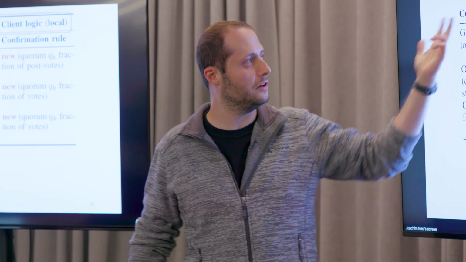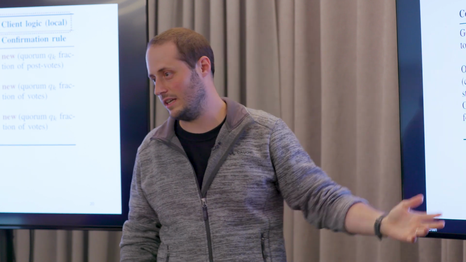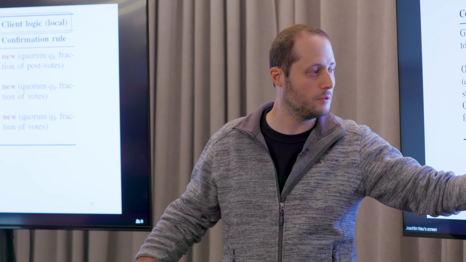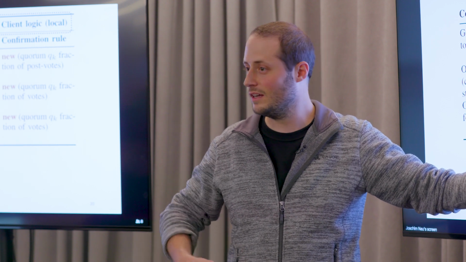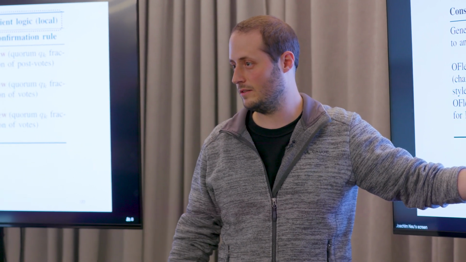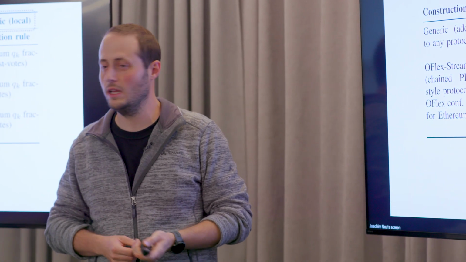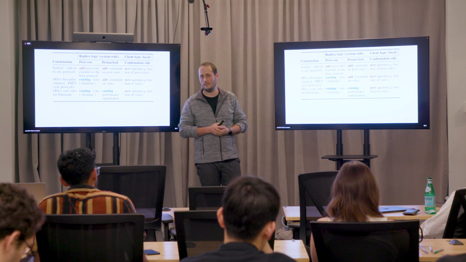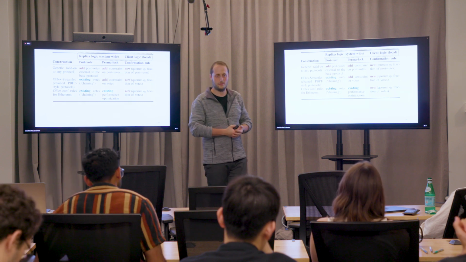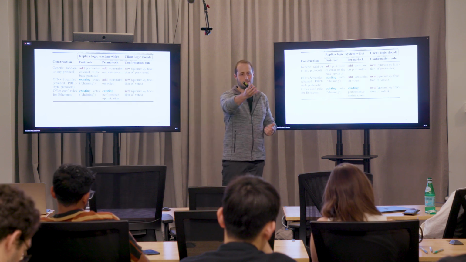What this means is, looking back at what's replica logic and client logic is, we get optimal flexible consensus for Ethereum without making any system-wide changes. Everybody can just start following this new confirmation rule and then have the flexible guarantees.